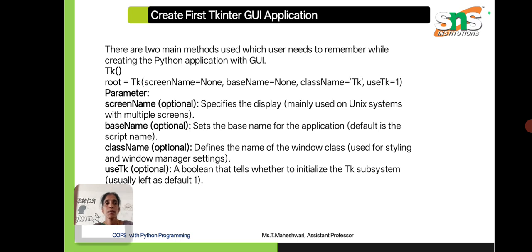Next one is class name. It defines the name of the window class, which is available in the Window Manager settings. The last one is use Tk. It is a boolean that tells whether to initialize Tk subsystems. If it is 1, it is the default. If we do not declare any value, by default it will be considered as 1.